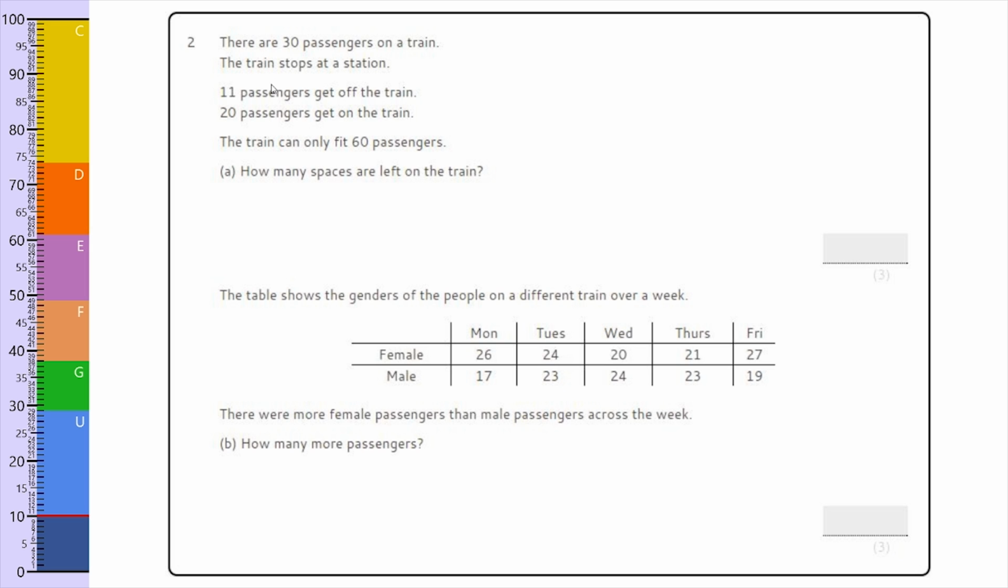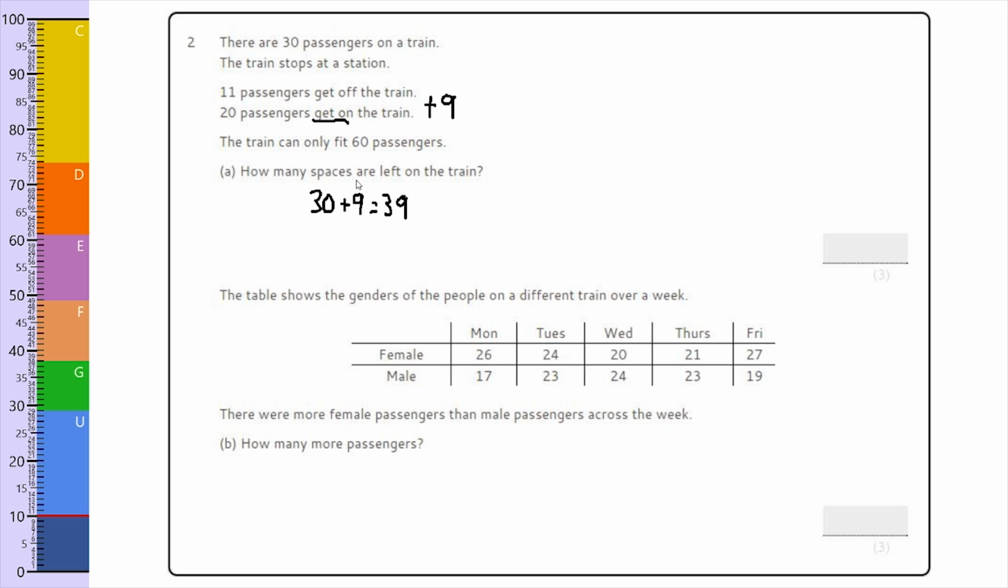So, here we've got people coming off and people coming on. There's more people getting on the train than getting off. So, if 11 people get off but 20 people get on, I know that in total we're going to have 9 more passengers. So, we started with 30 and we have gained 9. So, in total we have 39 passengers.